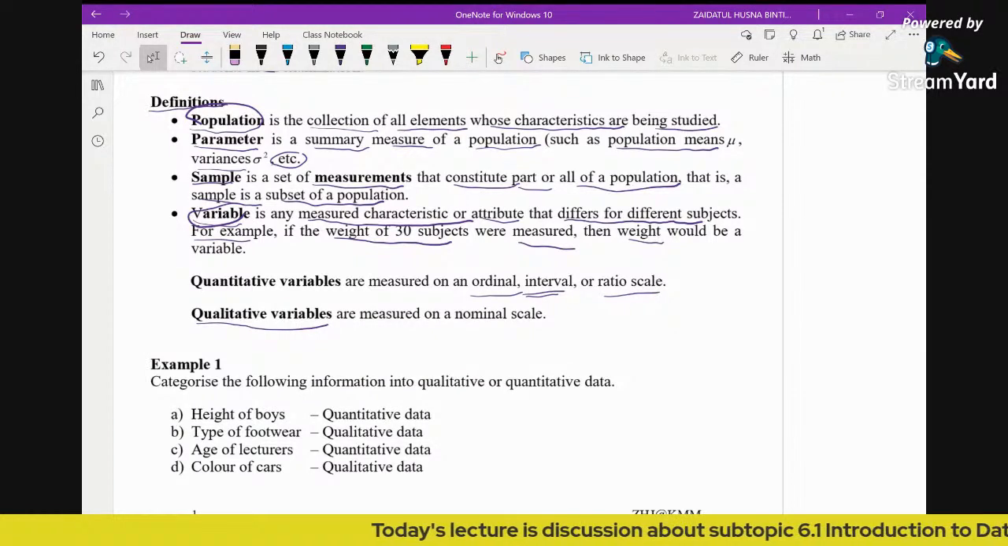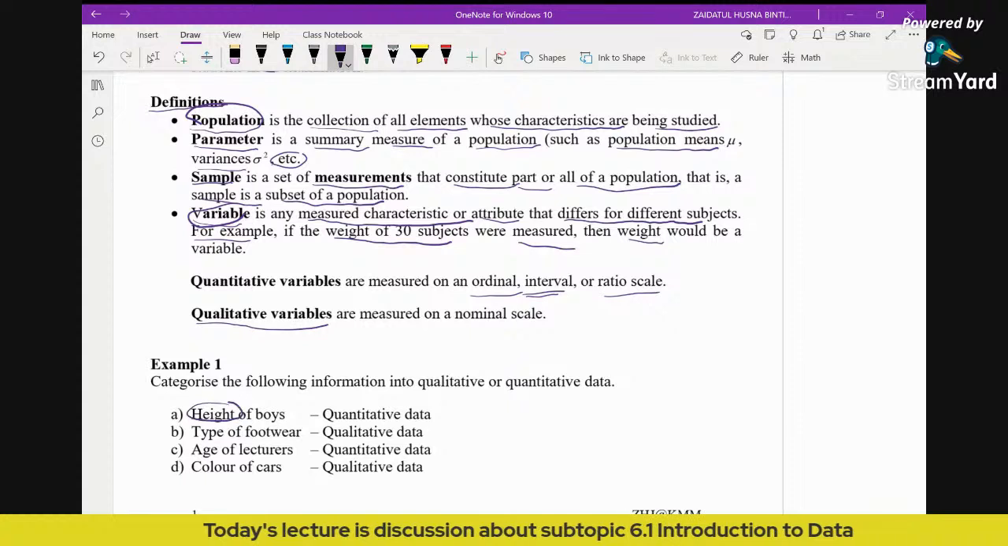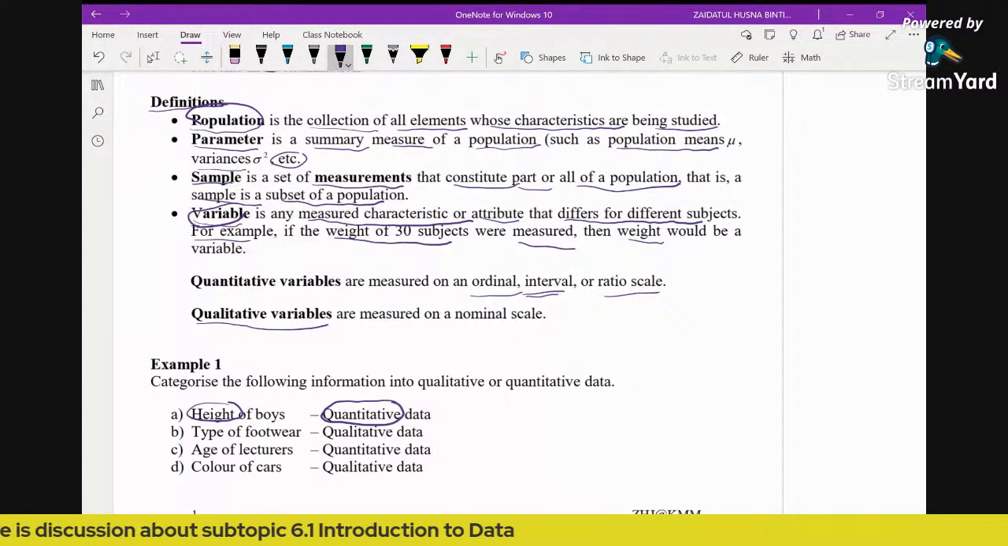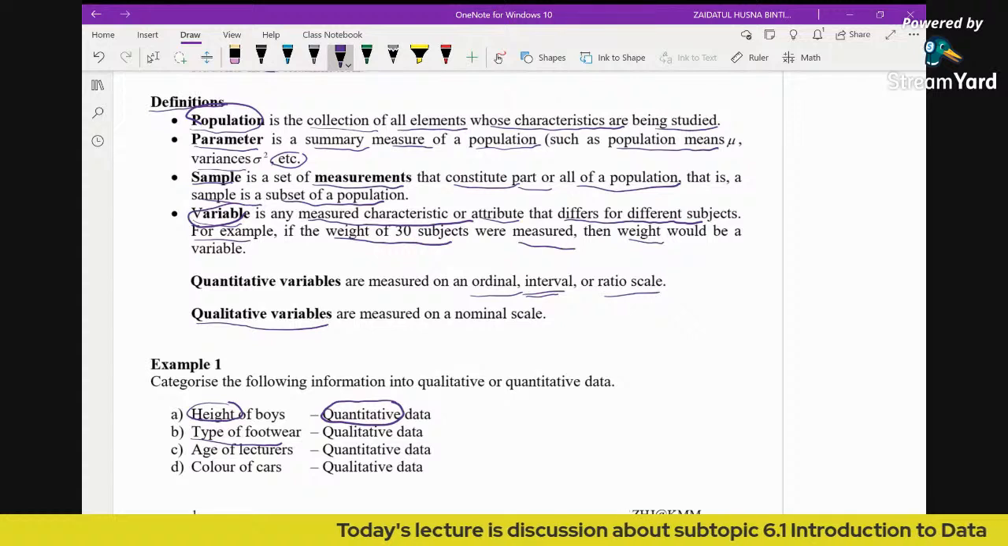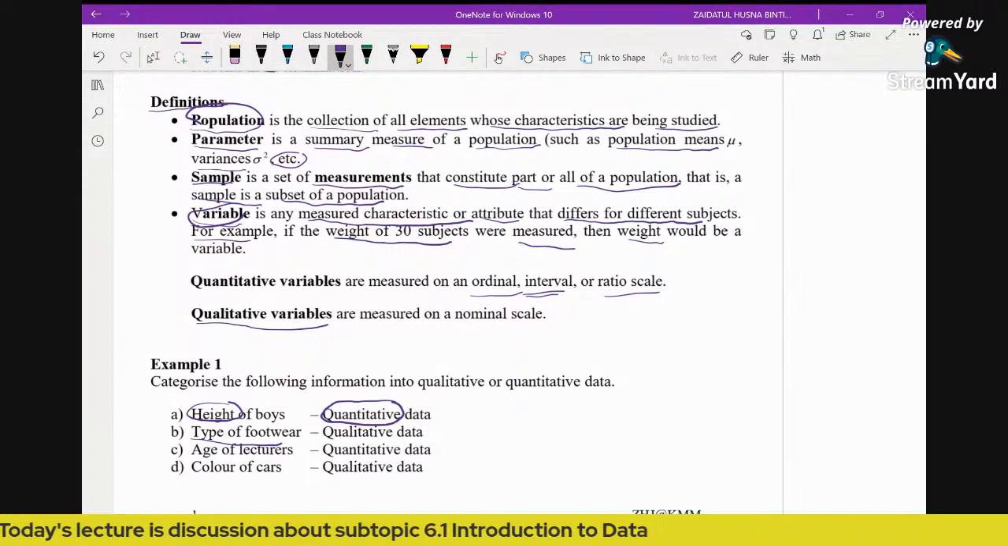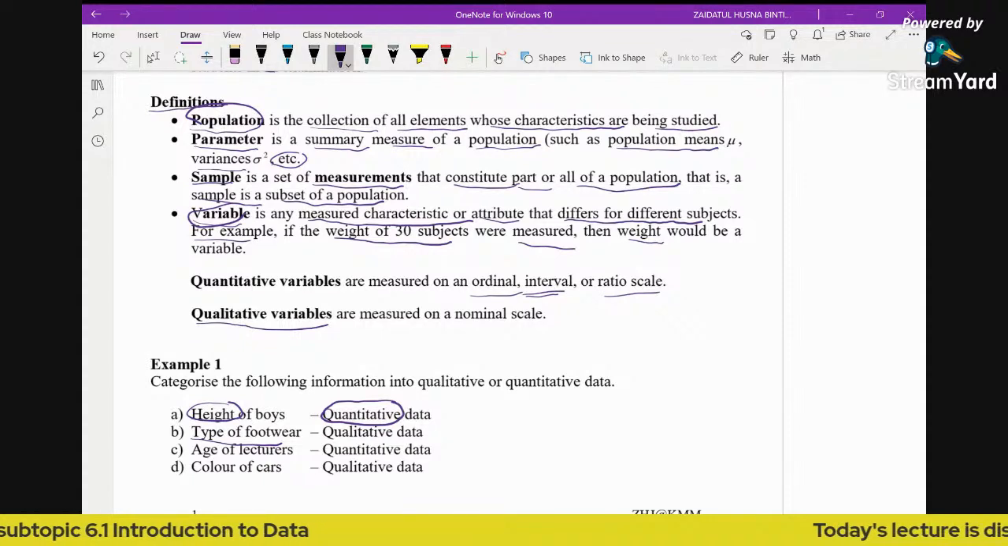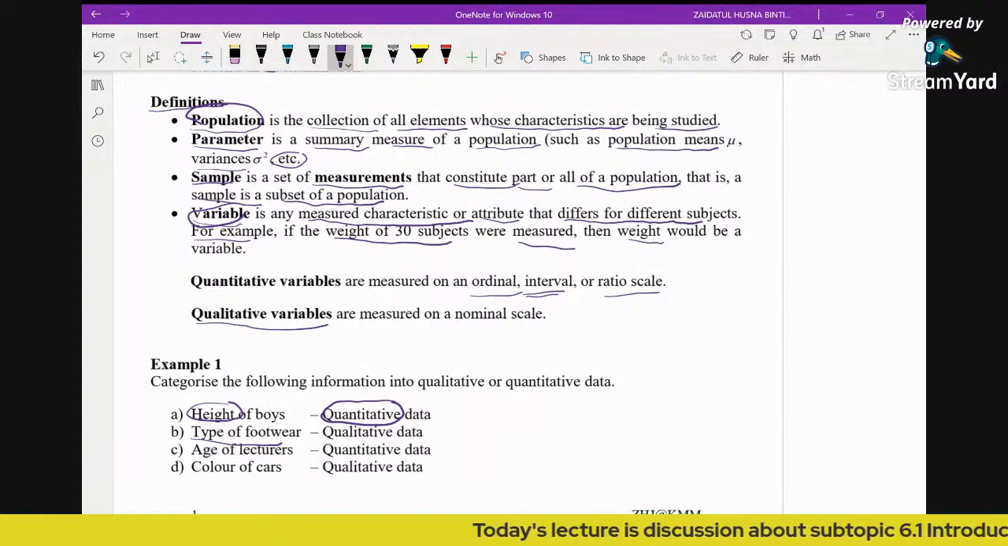For example here, height of boys. You can represent that with numbers, right? So we call it quantitative data. And what about type of footwear? Type of footwear means you do have different types of footwear, so you cannot use numbers. For example, sandals, sneakers, or sports shoes. Those are types, but they don't represent numbers, right? So that is what we call qualitative data.